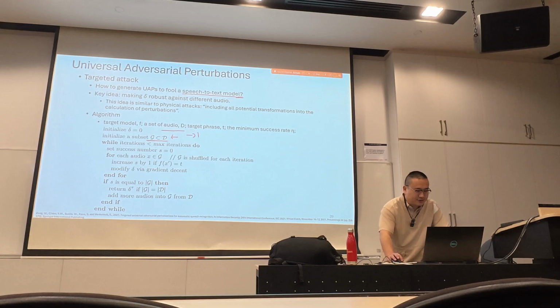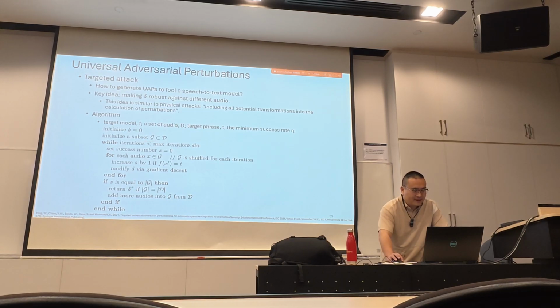However, in your task 2, you are attacking an image classifier. So when you implement UAPs, you don't need to have the subset and gradually increase its size. You can directly use all the images when you generate your UAPs.